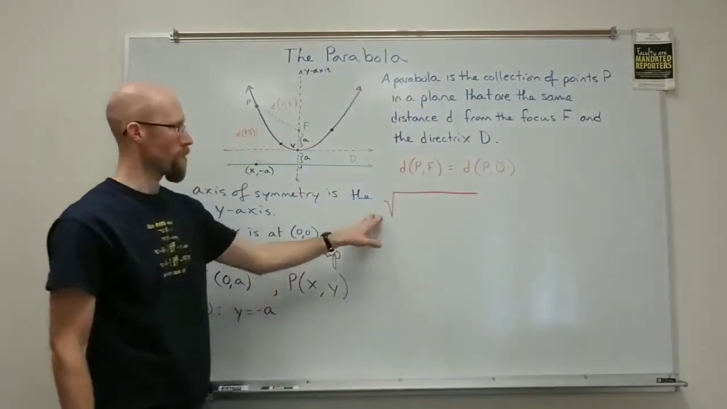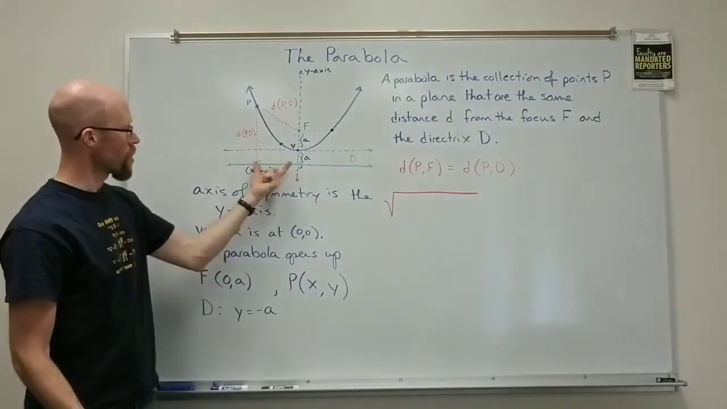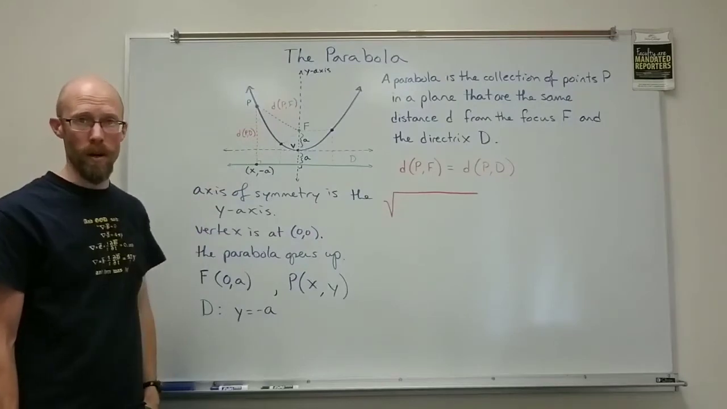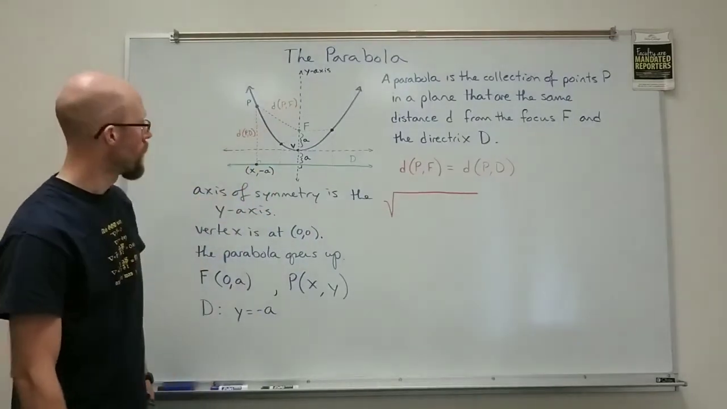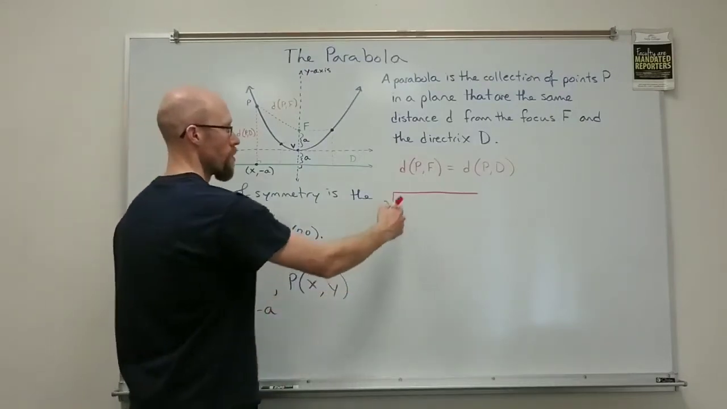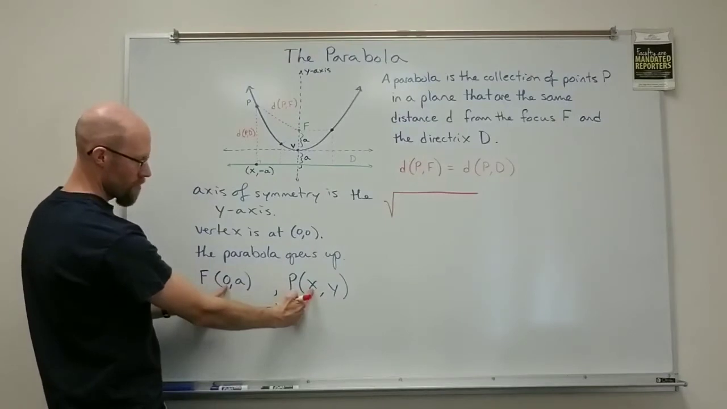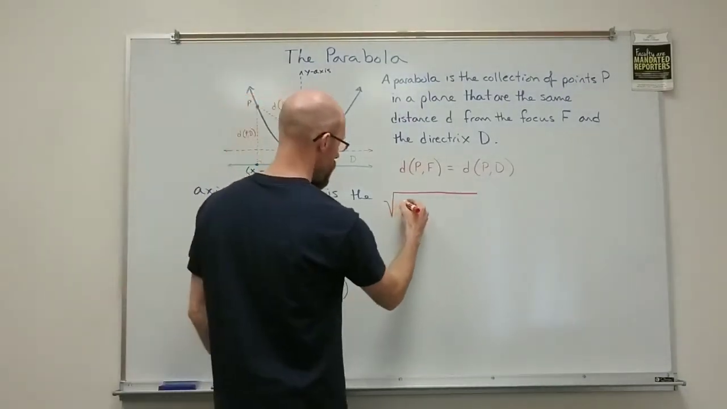This comes from the Pythagorean theorem. It's the square root of the horizontal change squared plus the vertical change squared. So a squared plus b squared equals c squared. And so from P to F, I want the horizontal distance, which is just the difference in the x values.